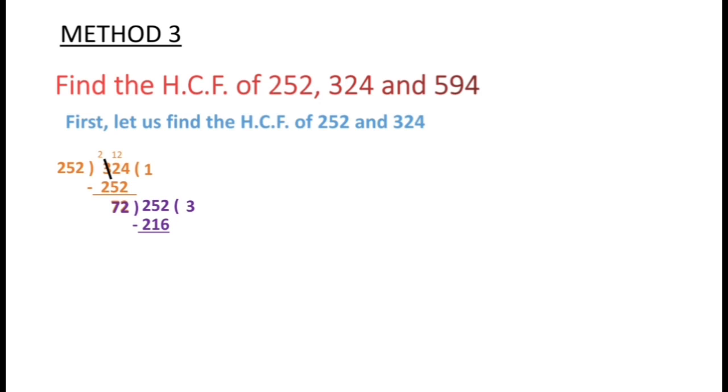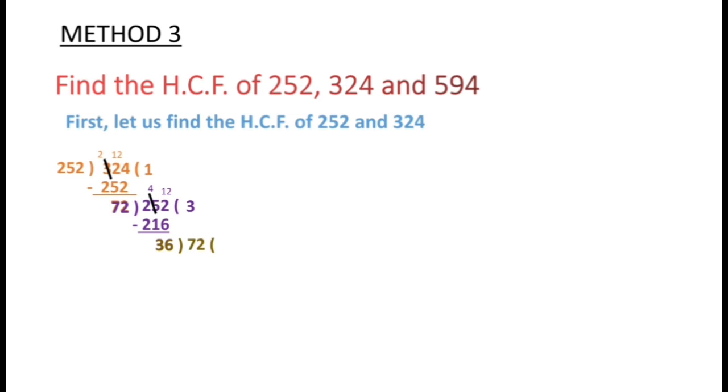If I subtract this, what is the answer we get? 5 will become 4, 2 will become 12. 12 minus 6, 6. 4 minus 1, 3. 36 is the remainder. Now again, we can't do the division. So what will we do? This 36 will be the divisor. 72 will become the dividend.